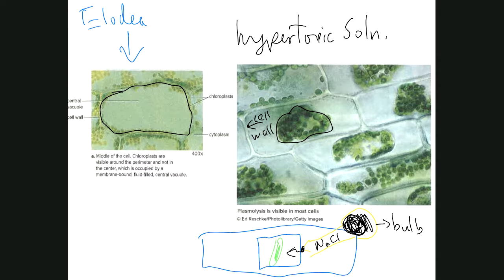Why does the cell wall not show up? Because the cell wall is a stiff structure. It is not affected as easily by this. Okay? Alright, so this is what you would have observed. You would have seen the cell membrane shrivel up because the central vacuole would have lost its water very, very quickly.